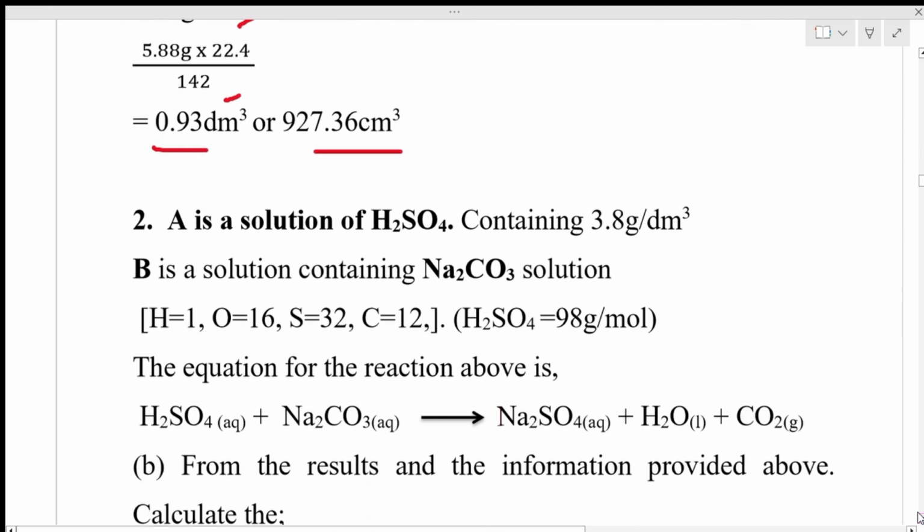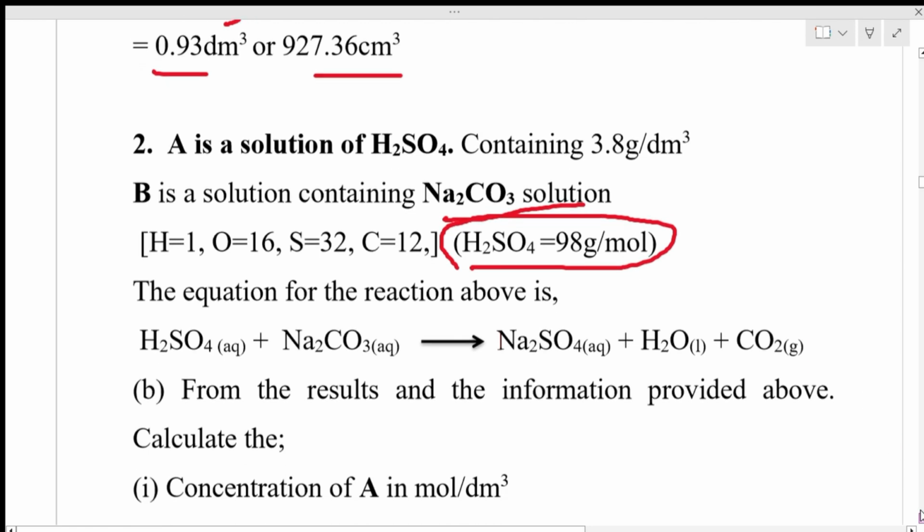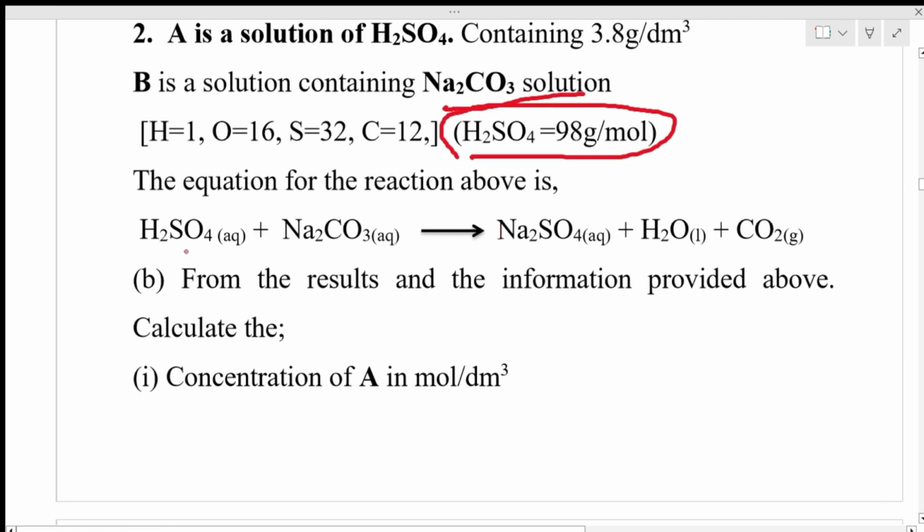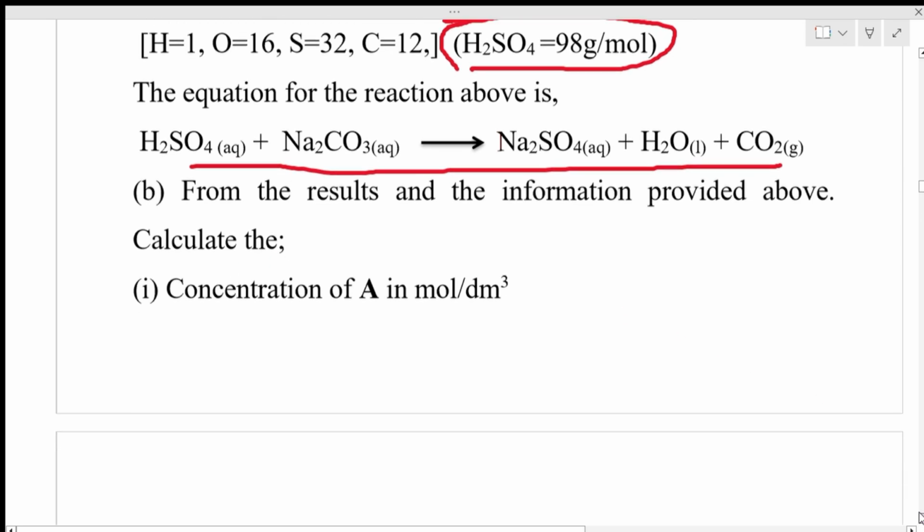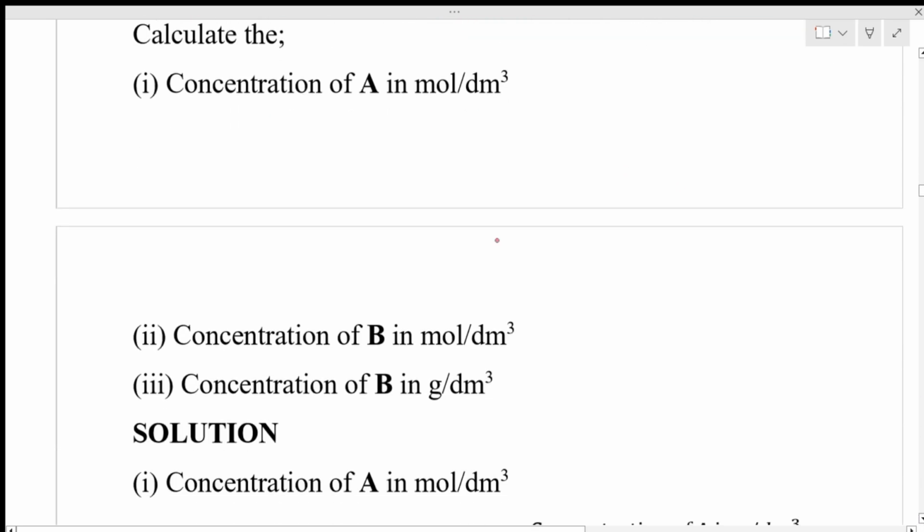Number 2. Now, A is a solution of H2SO4 containing 3.8 gram per dm³. B is a solution containing sodium trioxocarbonate(IV). We have been given the molar mass of H2SO4. This is the equation of the reaction. We know that now. So from the result, we just make use of the table that we have before. We don't need to be repeating that because of the calculated value we are using.